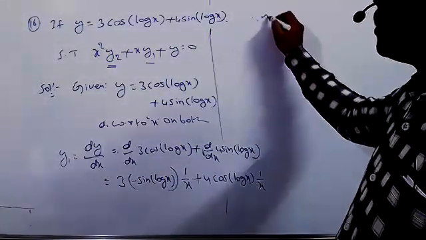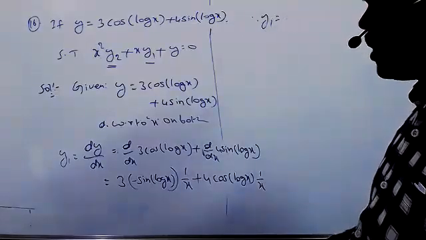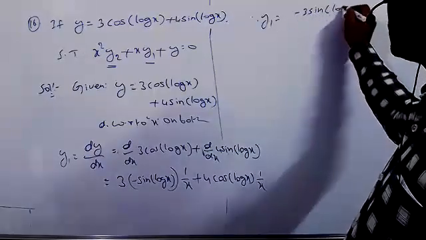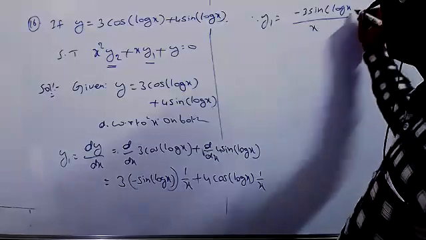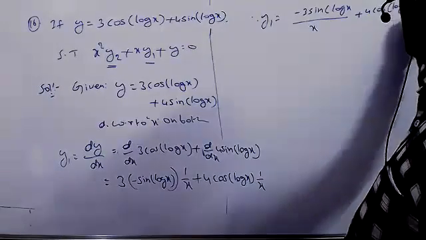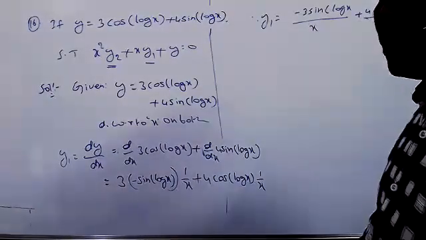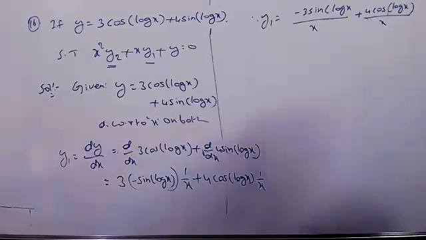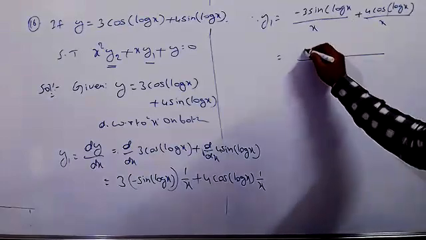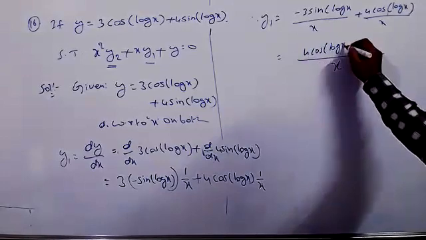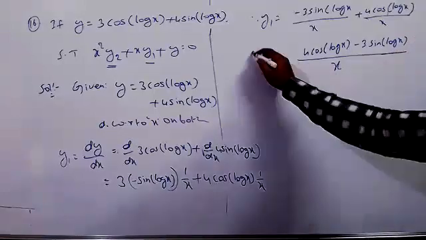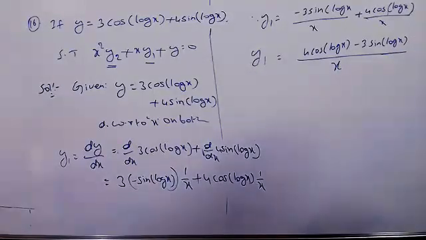So the value of y1 equal to minus 3 sin of log x whole by x plus 4 cos of log x whole by x. Now take the LCM. X is the LCM here. So you can write 4 cos of log x minus 3 sin of log x whole by x. This is the value of y1, which means dy by dx.